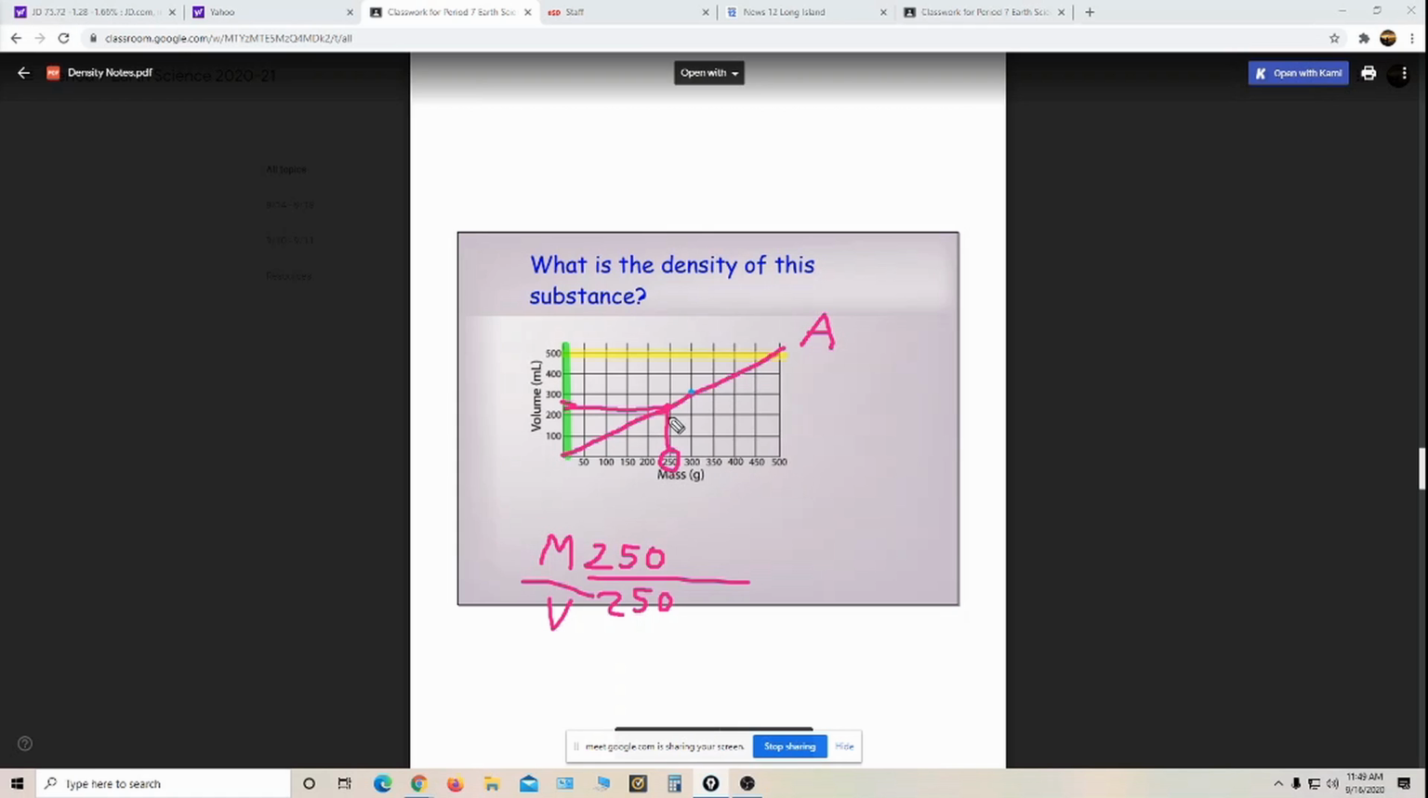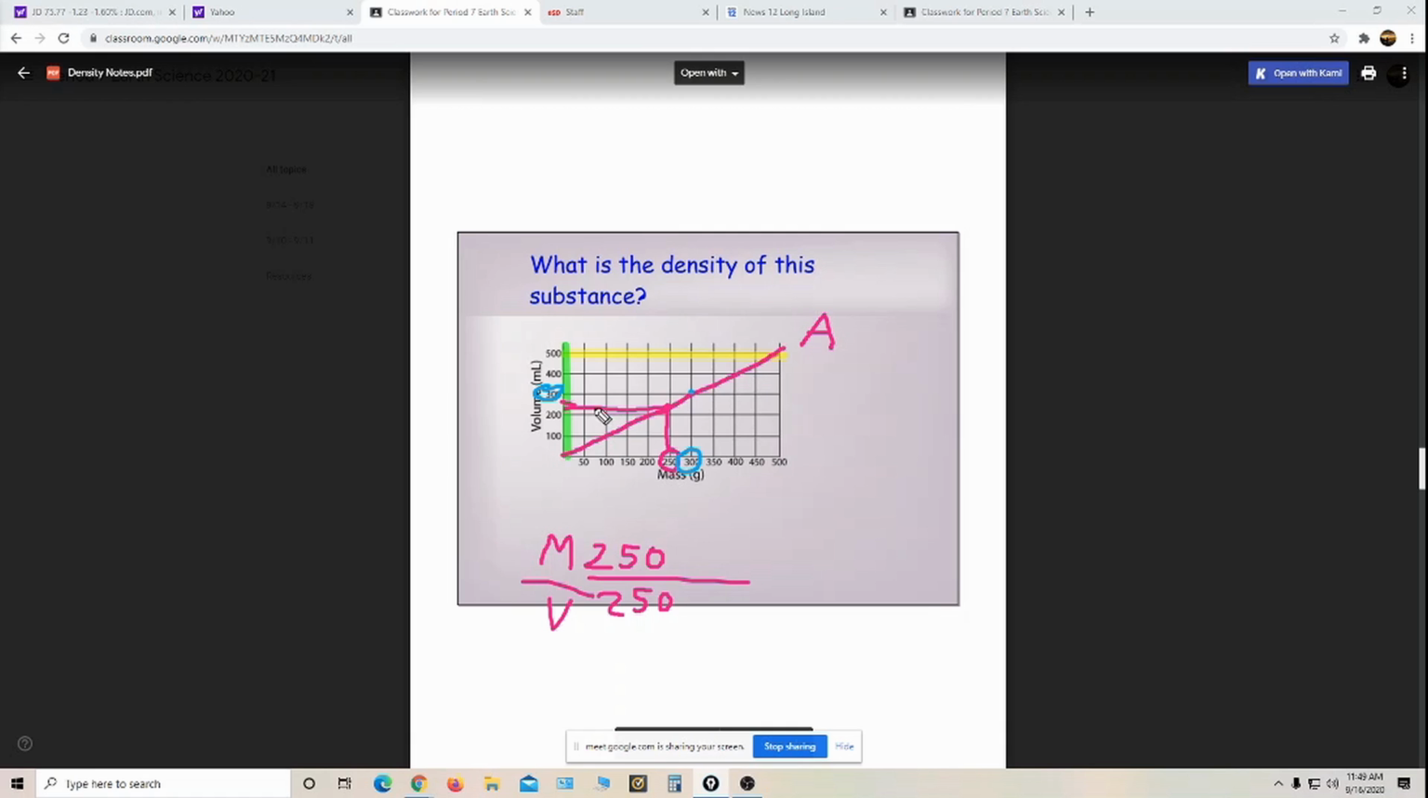I picked 250, I went up and I landed in the middle of a line, and I had to estimate over here. I knew the density of this line was 1, so it didn't matter, but you'd be better off to look at the line and try to find where it intersects right on a corner. So this one's 300, go up till you hit the line, go across, 300. So 300 divided by 300 is 1.